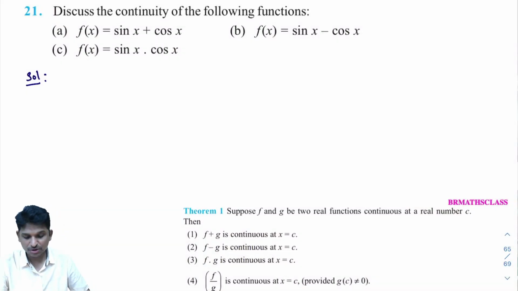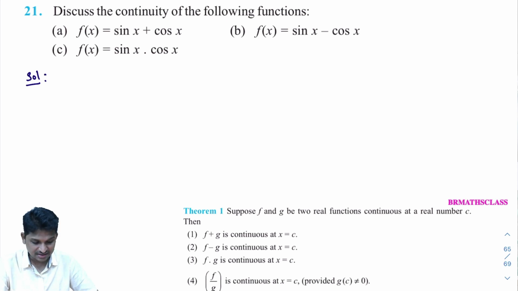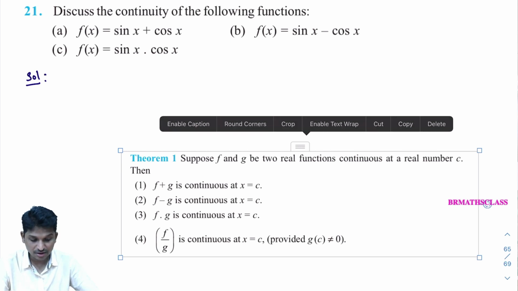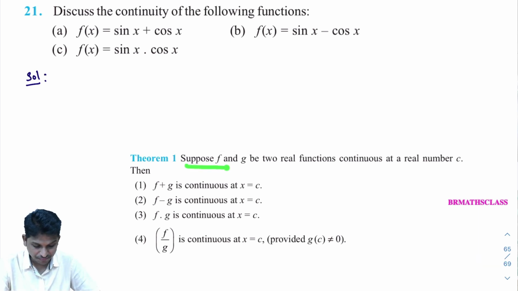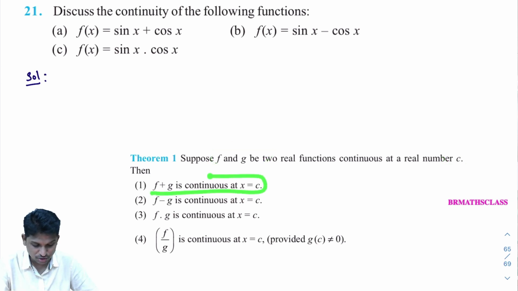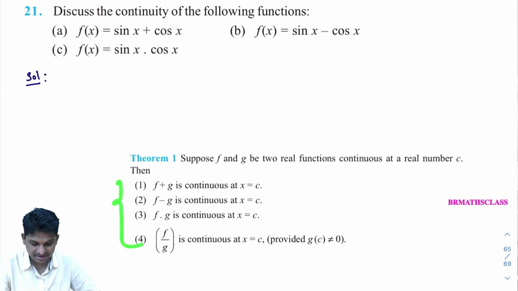You observe this question number 21. What they are asking? Discuss the continuity of following functions. To understand this, first you need to know this statement. You see this statement, this is the theorem we have. What is this theorem? If f and g are two real functions continuous at c, then f plus g is continuous at c, f minus g is continuous at c, f into g is continuous at c, f by g is continuous at c. These 4 points we have.